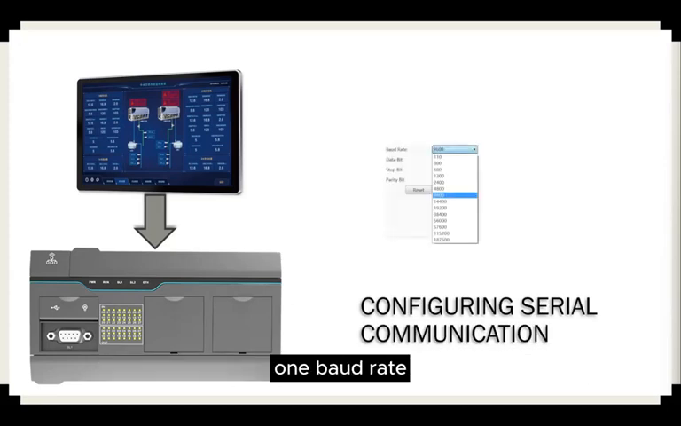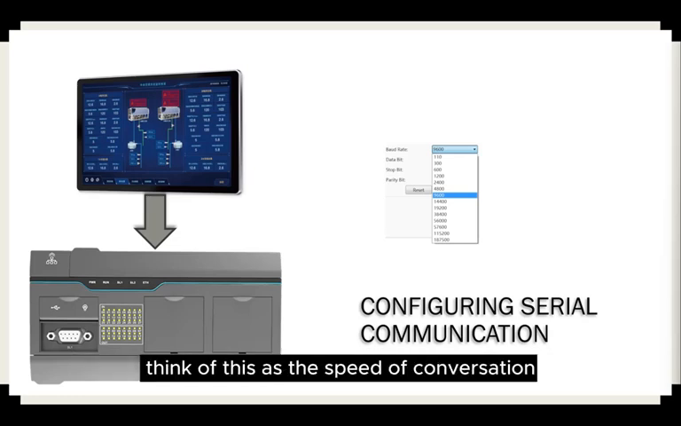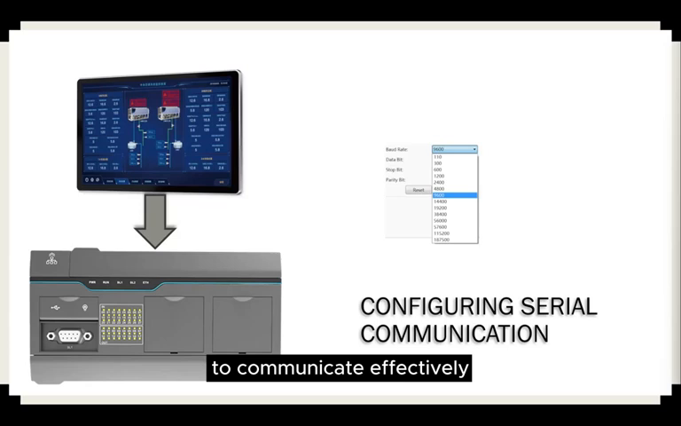1. Baud rate, the speed of communication, defined in bits per second. Think of this as the speed of conversation. Just like people need to speak at a pace that's understandable, devices need to talk at a certain speed to communicate effectively. This is measured in bits per second.